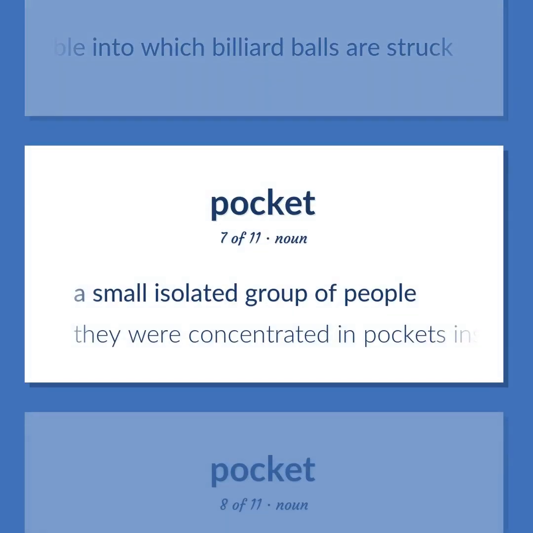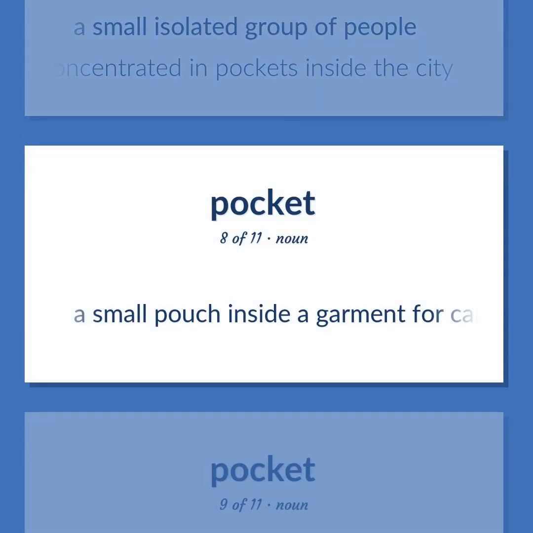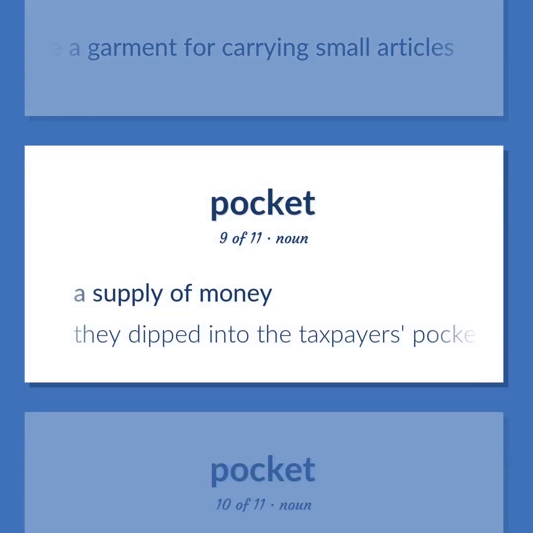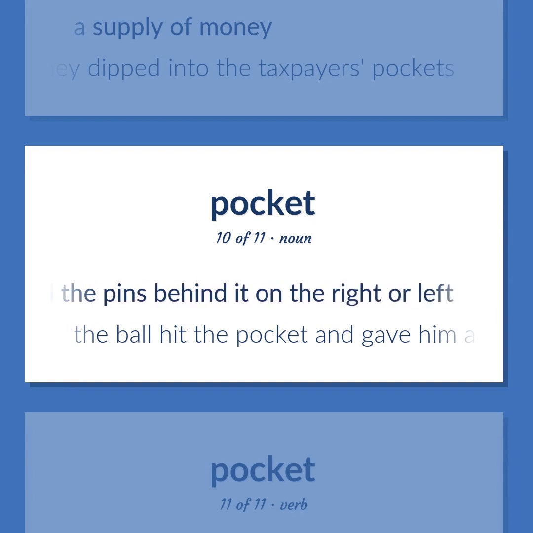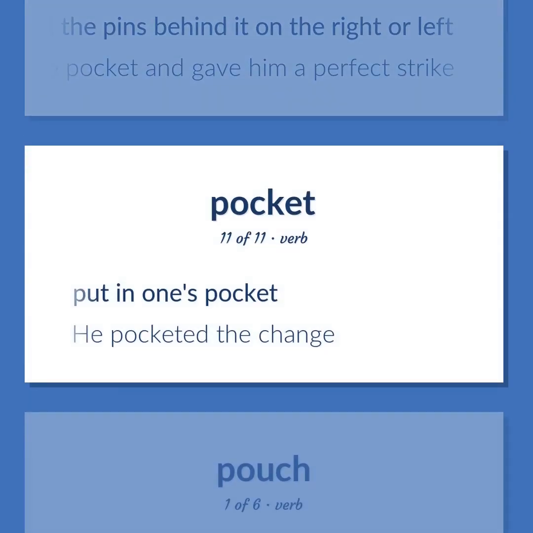A small isolated group of people. They were concentrated in pockets inside the city. A small pouch inside a garment for carrying small articles. A supply of money. They dipped into the taxpayers' pockets. Bowling. The space between the headpin and the pins behind it on the right or left. The ball hit the pocket and gave him a perfect strike. Put in one's pocket. He pocketed the change.